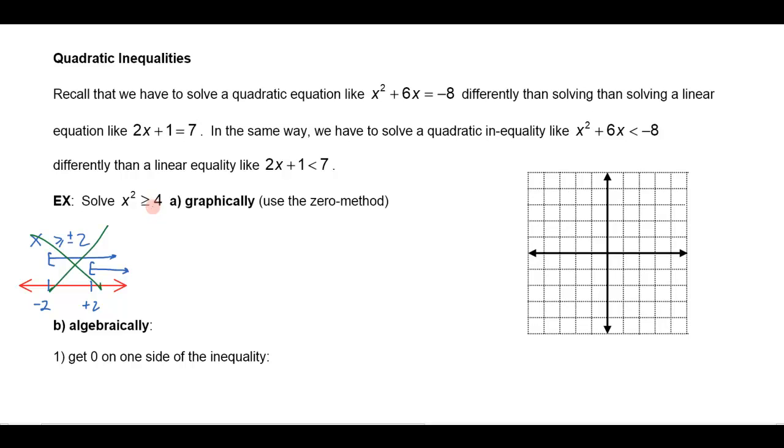To illustrate how we do solve them, I'm going to start off first by solving it graphically. So one thing I could do is just graph y equals x squared. Now we know that's a parabola. If you square 0, you get 0. If you square plus or minus 1, you get 1. If you square plus or minus 2, you get 4. So here's this parabola that looks like this.